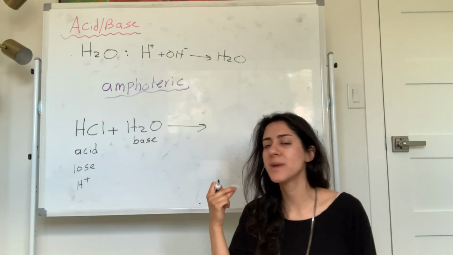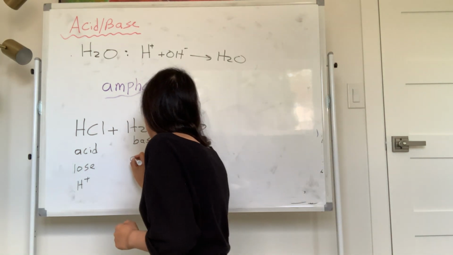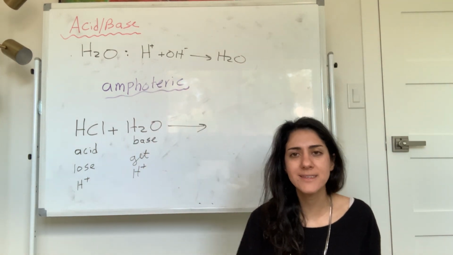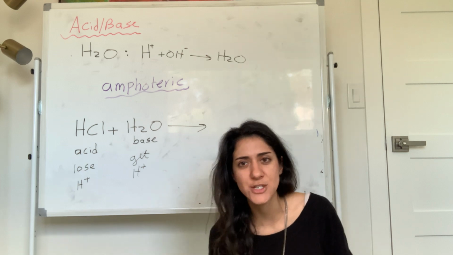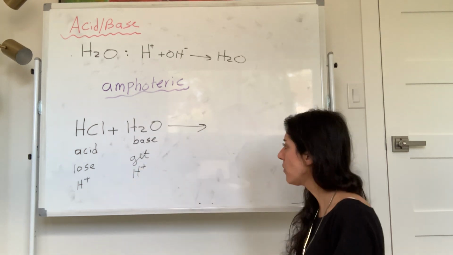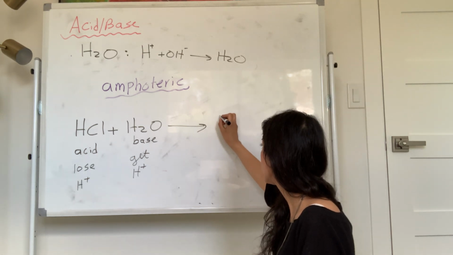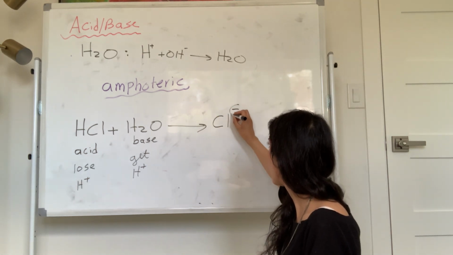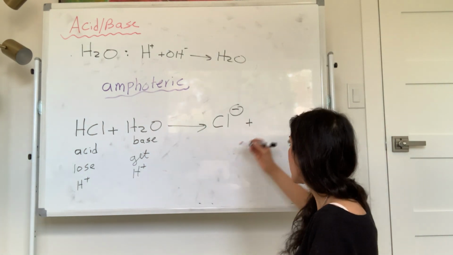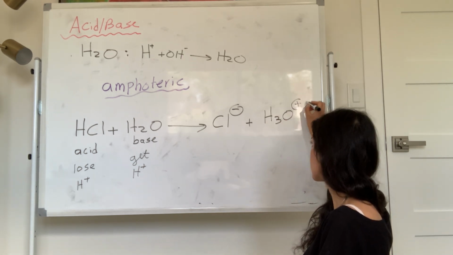Now, what does it mean to be acid? Acid is going to lose H plus. What is the base going to do? Base is going to get the H plus. I need you to remember this right now. Acid is going to lose H plus, base is going to get H plus. You remember that? We're solid. Now, what does that mean? Let's see how that works. So, hydrochloric acid is going to lose an H plus. If it loses an H plus, it becomes Cl minus. Now, water is a base, so it is going to get an H plus. If it gets an H plus, it's going to become H3O plus.